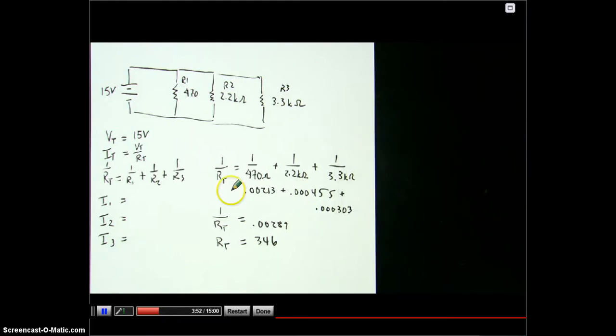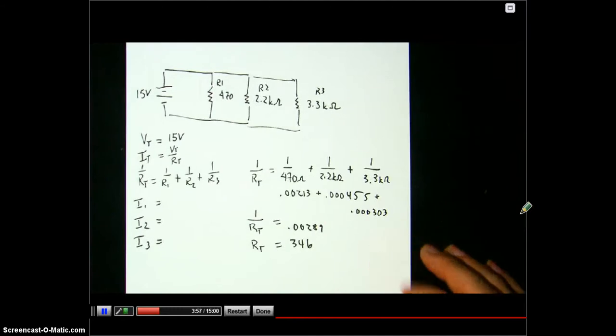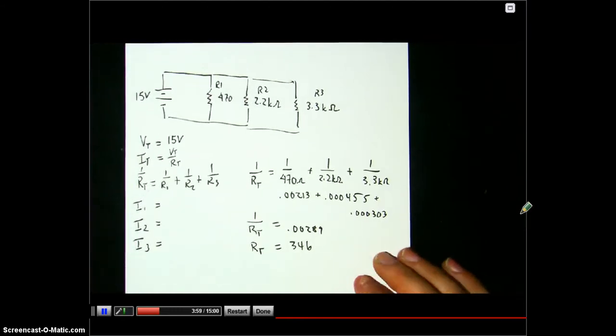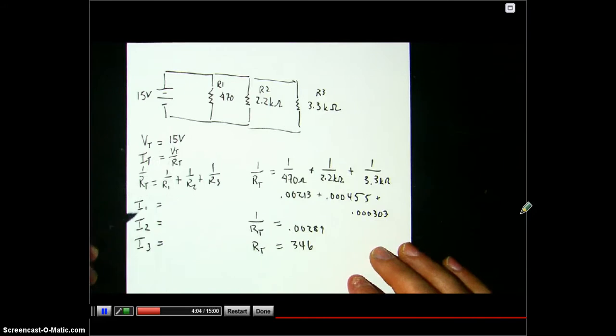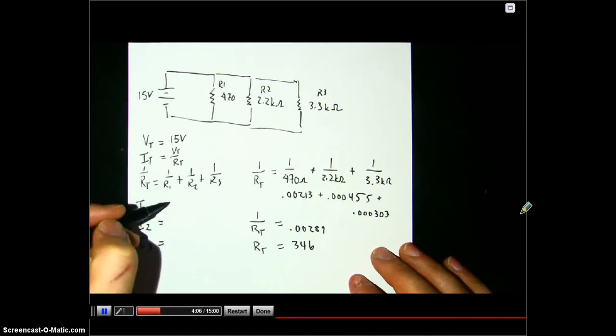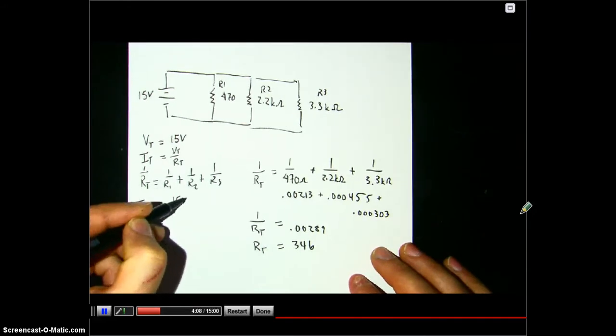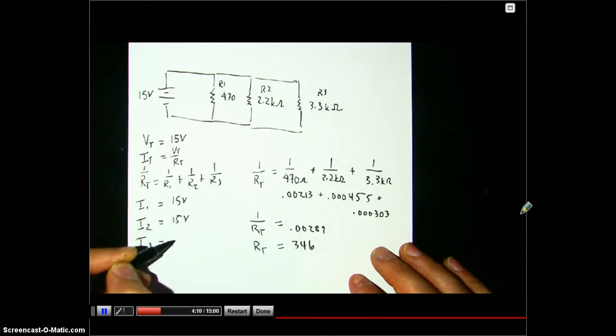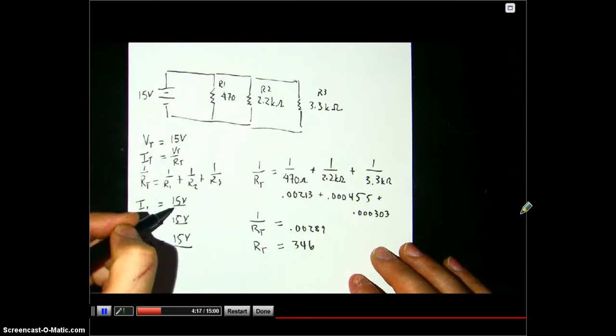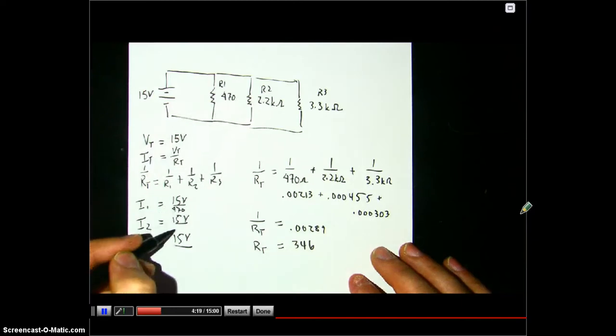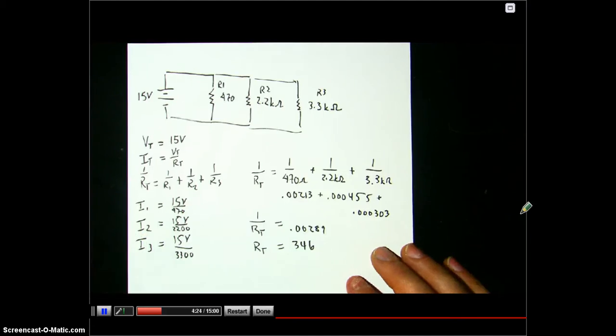Okay? All right? So now that we have that, we can figure out how much current's going through each leg. So we know that current is equal to what? Voltage divided by resistance. My voltage in all 3 of these current calculations is going to be 15 volts, so I can put that in right away. The item that changes is the amount of resistance through each leg. For the first one, we had 470. For the second one, we had 2200. And for the third one, we had 3300.